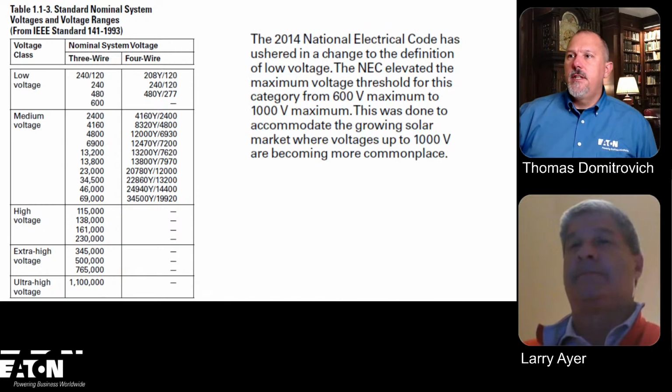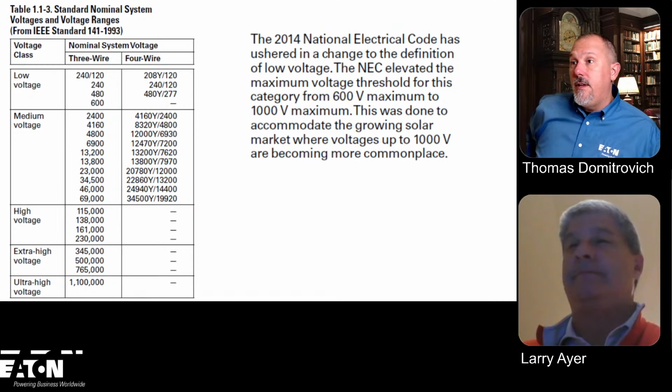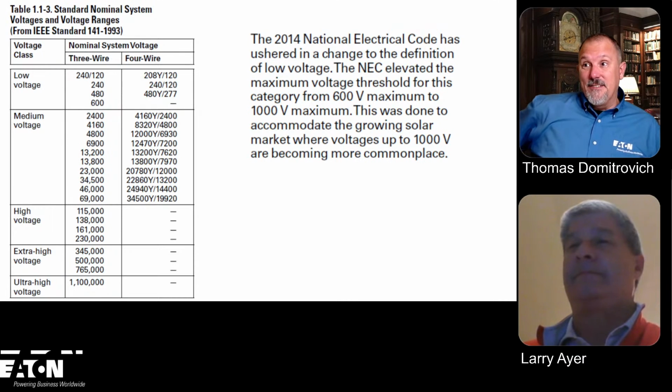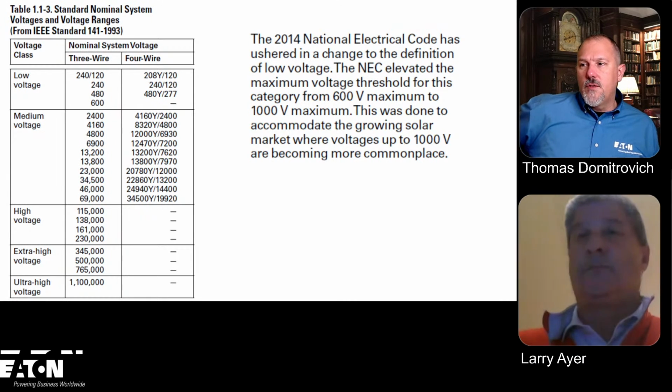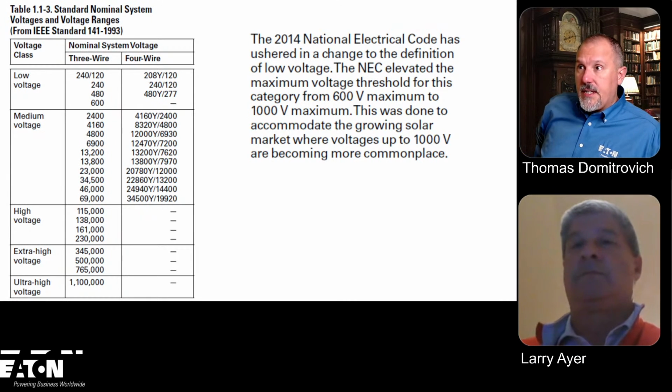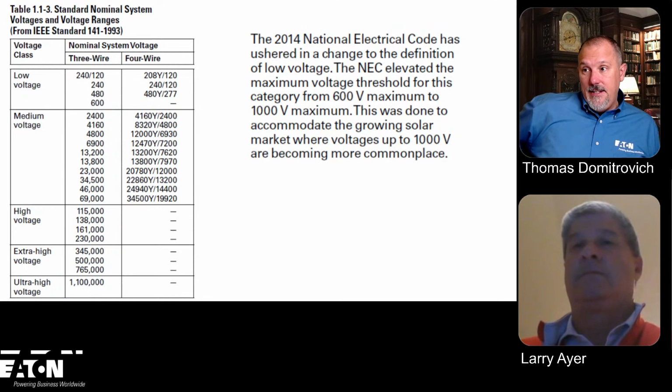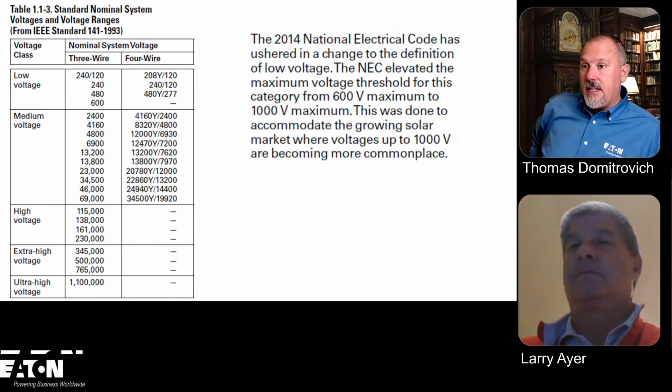Yeah, so this is from IEEE standard 141, 1993. I don't think voltage has changed that much since then. Outside of 600 volts, right? So 600 volts now went to 1,000. But you had medium voltage from 2,400. These are the standard nominal system voltage ratings, up to 69. And then you move into high voltage around 115. So based on 141, it's 69 kV, that's like the end of the extent of medium voltage.